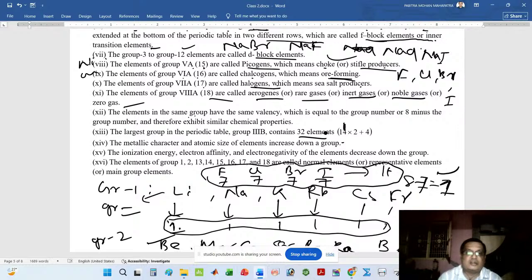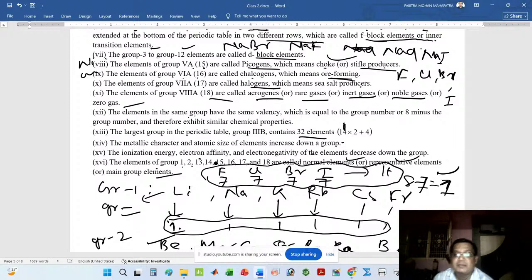atomic radius, ionic radius, all the things I will cover in the upcoming class. The ionization energy, electron affinity, and electronegativity of all the elements decrease down the group. The elements of group 1, 2, 13, 14, 15, 16, 17, 18 are called normal elements or representative elements or main group elements, because these elements represent the whole group.